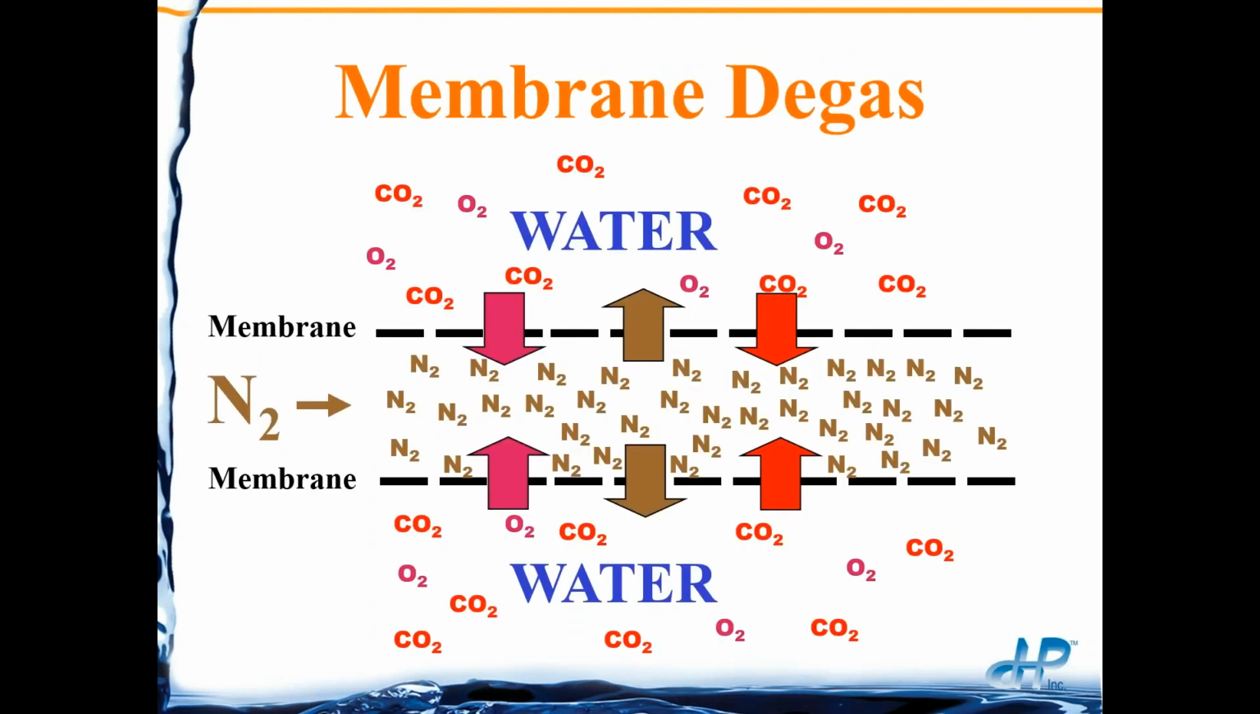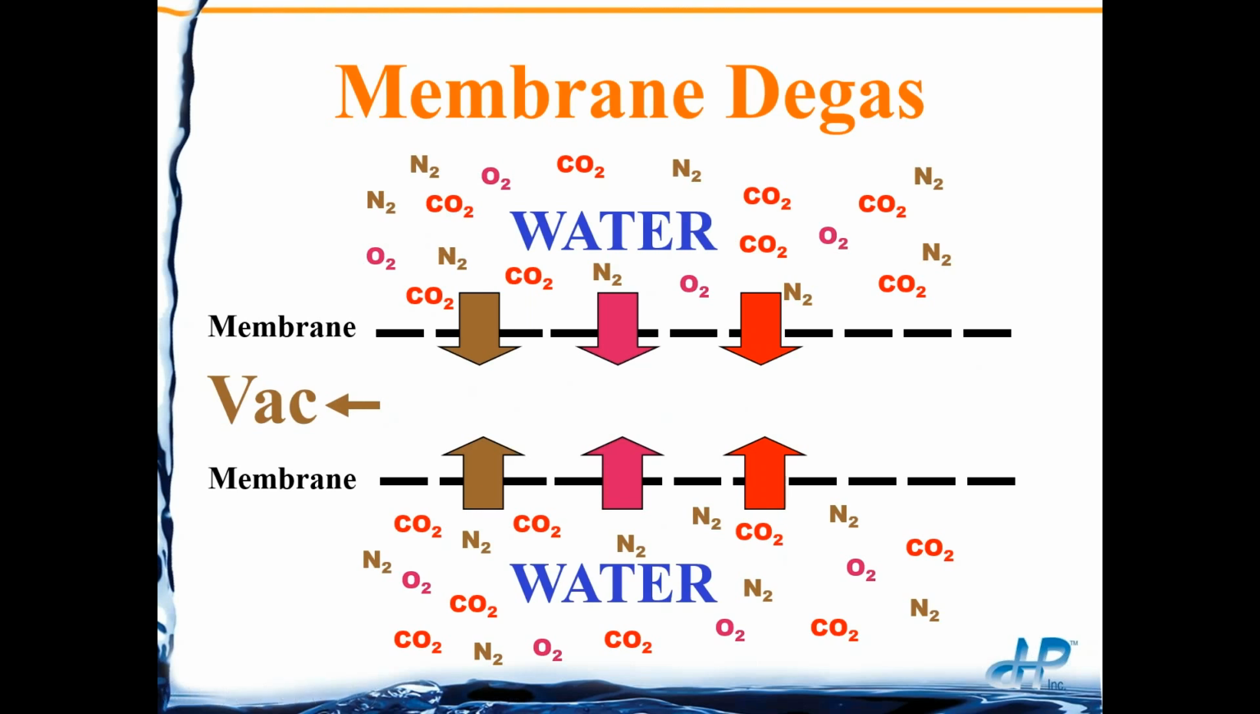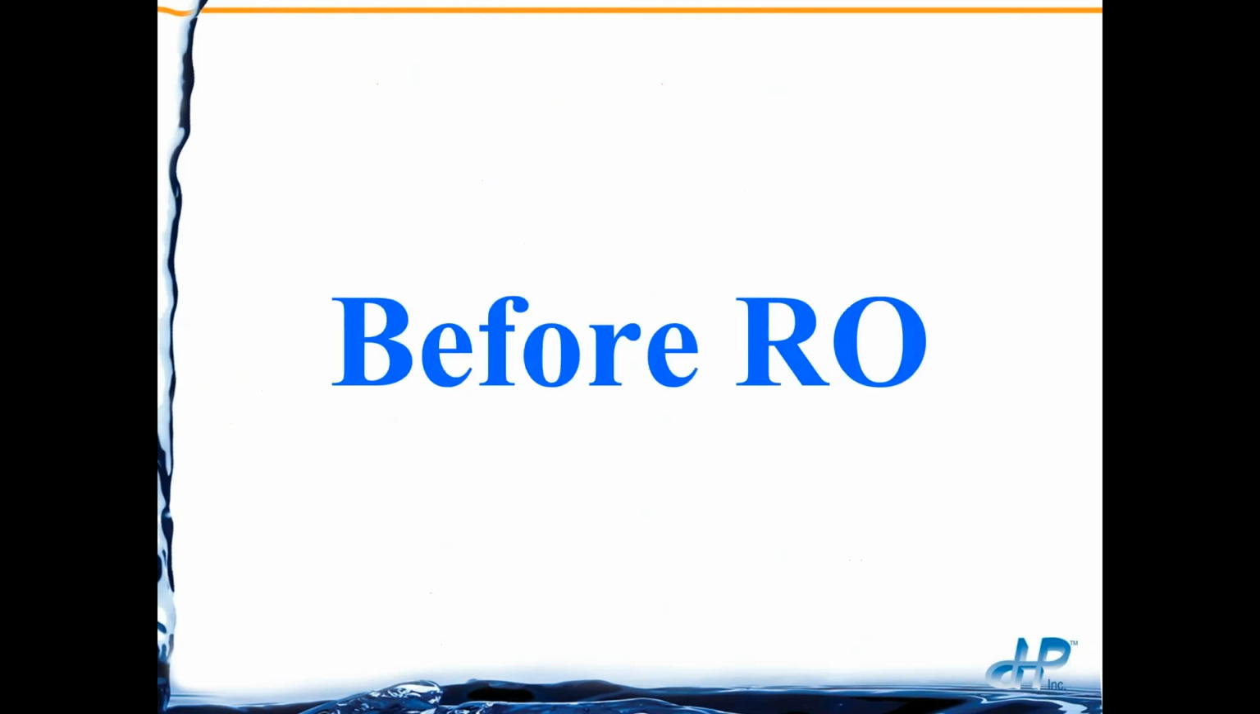So the inside, where you see the nitrogen, and the black lines are the actual membrane. Well, if you load up the inside of these fibers with nitrogen, then by diffusion, nitrogen will go out of the fibers, but CO2 and oxygen will go in. So you'll be able to get CO2, nitrogen, and basically anything else to very low levels. If you pull a vacuum, then you take even the nitrogen out.